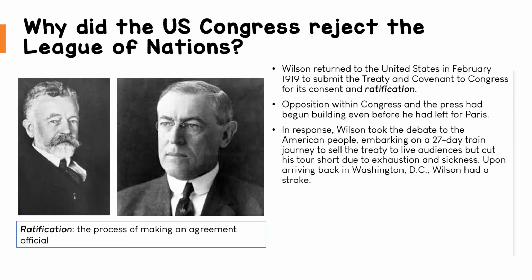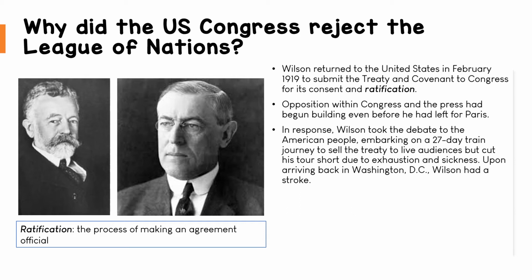But unfortunately, Wilson then was not in very good health at that time, and he had to stop his tour, go back to Washington, and he had a stroke. So he could no longer, because of his health, continue this fight for the League of Nations.